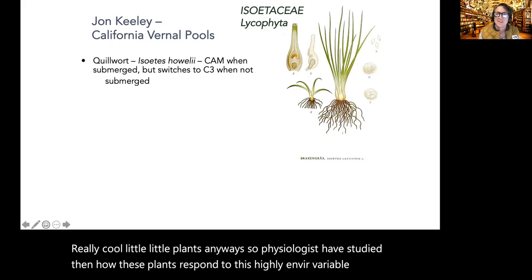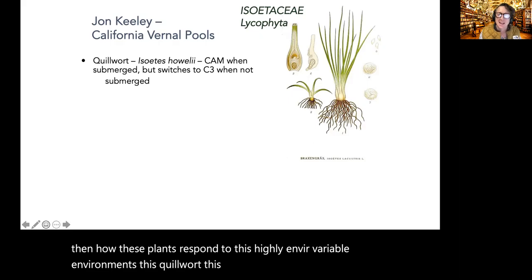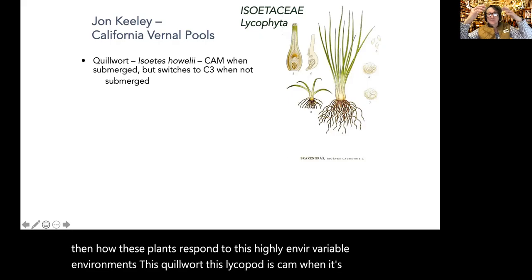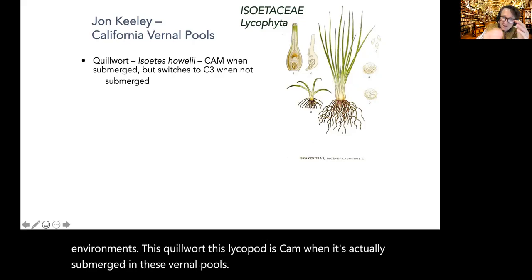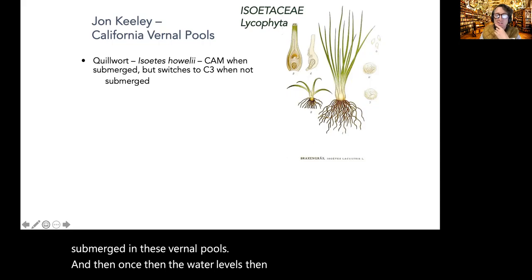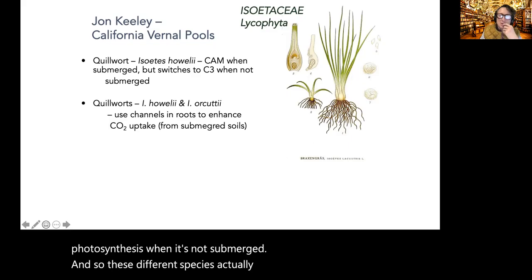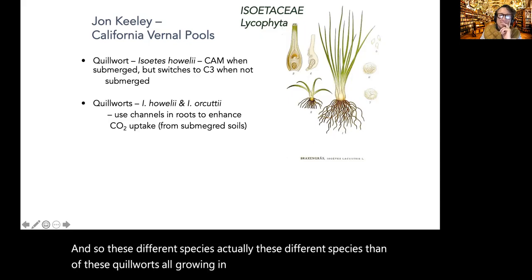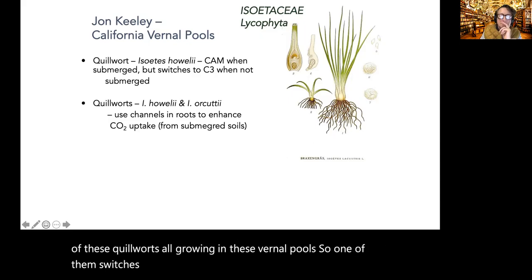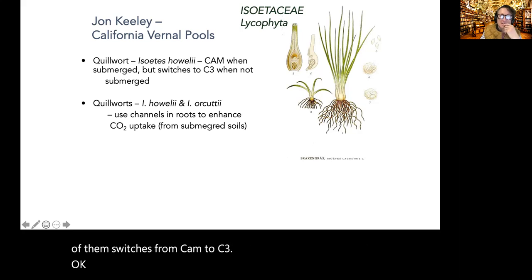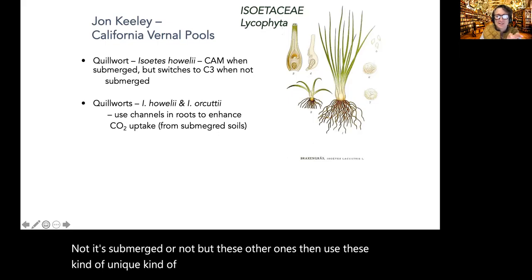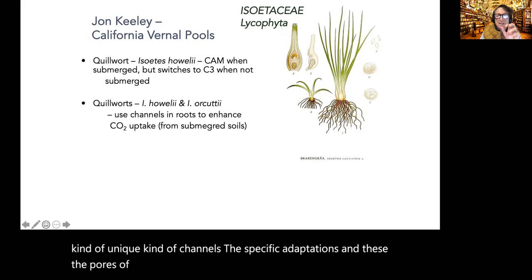So this quillwort, this lycopod, is CAM when it's actually submerged in these vernal pools. And then once the water level drops, it switches to C3 photosynthesis when it's not submerged. There are different species of these quillworts all growing in these vernal pools. So one of them switches from CAM to C3, whether or not it's submerged. But these other ones use these unique channels, these specific adaptations, pores in the roots, to enhance CO2 uptake from these submerged soils.